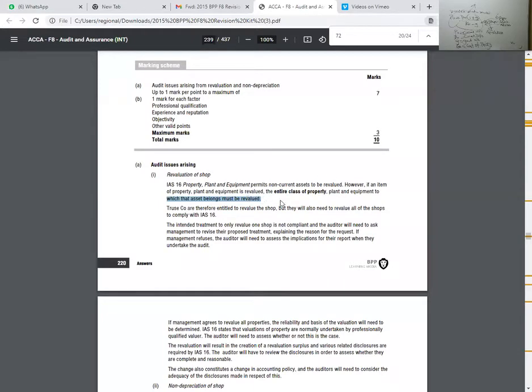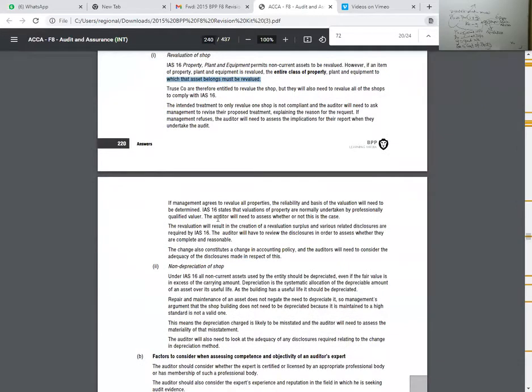Property plan. Management refuse it. What is very important, the intended treatment, only if management.